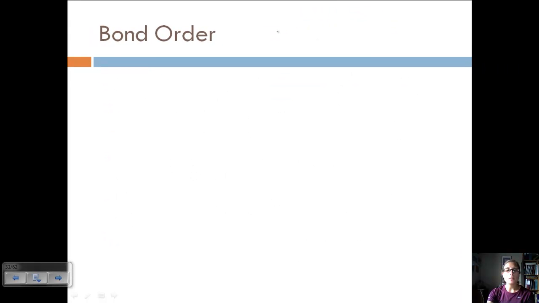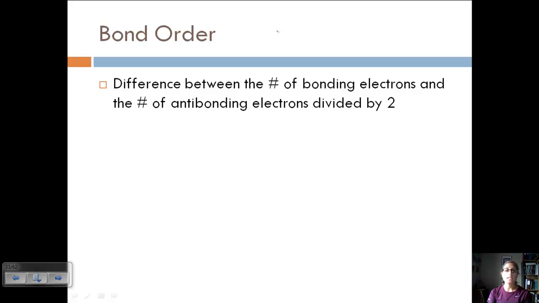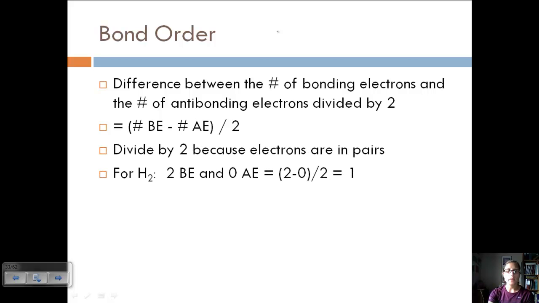Okay, so let's talk a little bit about bond order. This is the difference between the number of bonding electrons and the number of anti-bonding electrons divided by 2. And we divide by 2 because electrons occur in pairs. Okay, so for the H2 neutral molecule, if you remember, we had 1 donated from each, and then both went into the bonding orbital, none into the anti-bonding. And so we had 2 minus 0 over 2, and that gave us a bond order of 1.